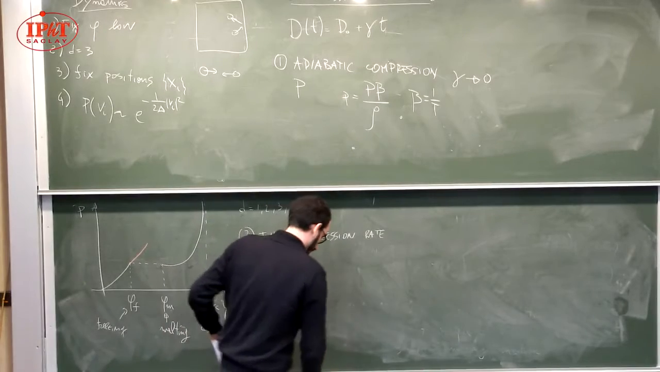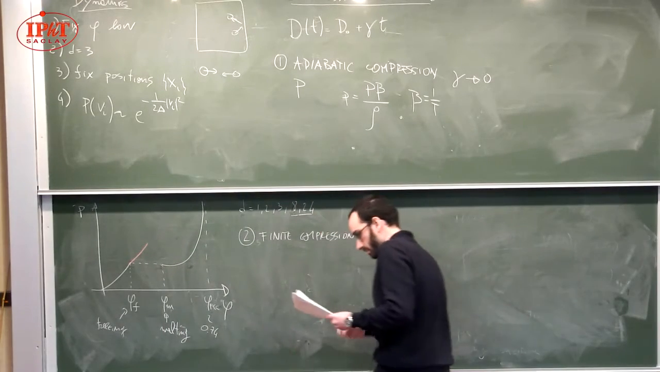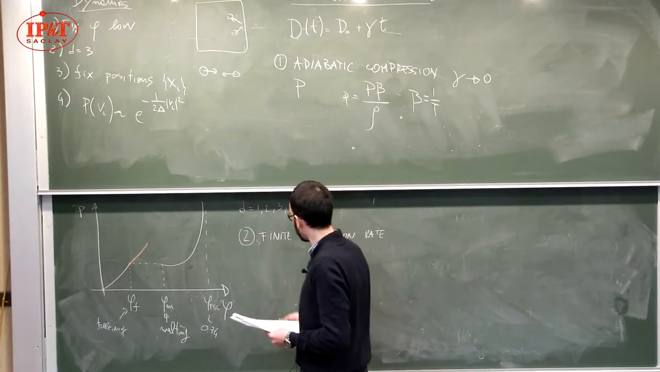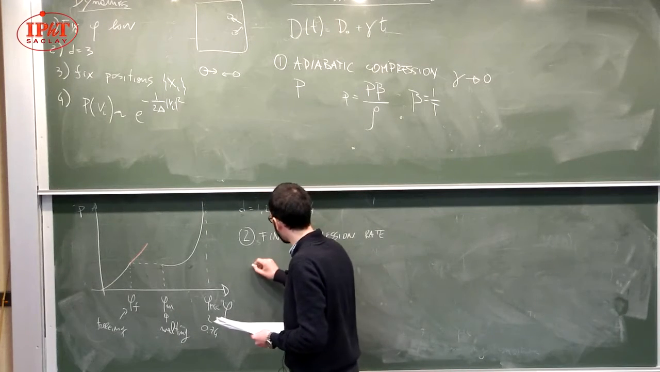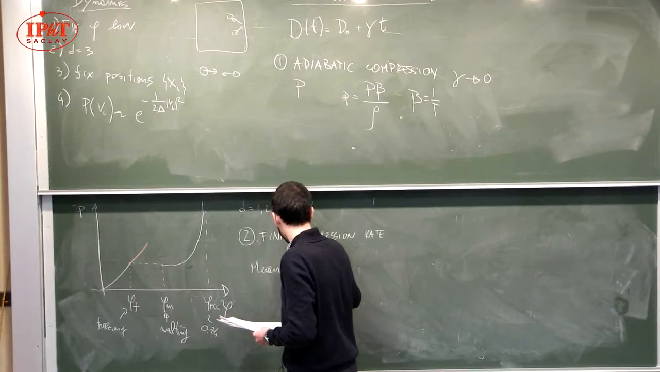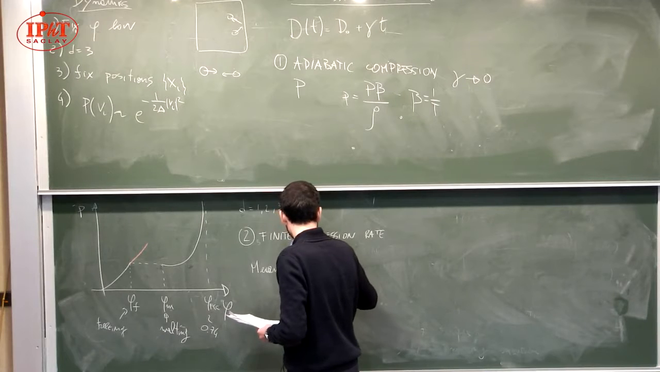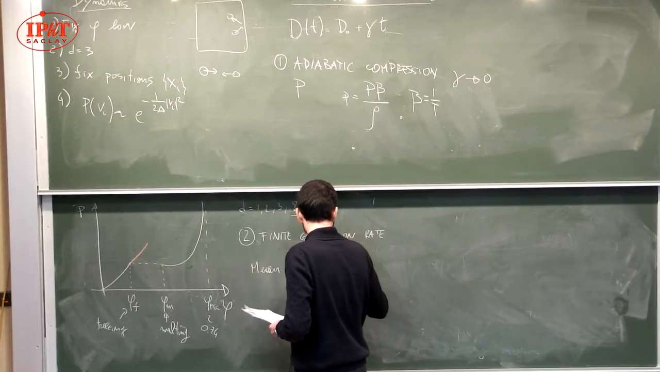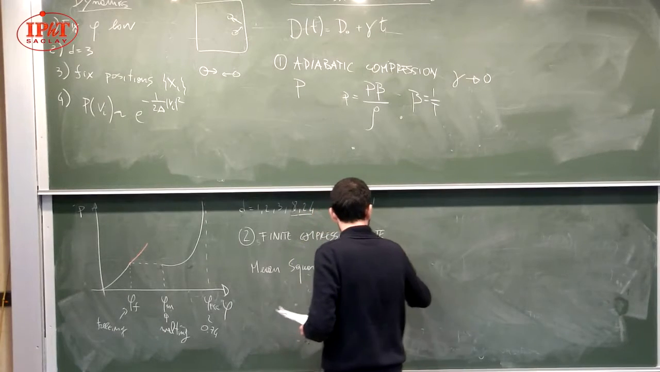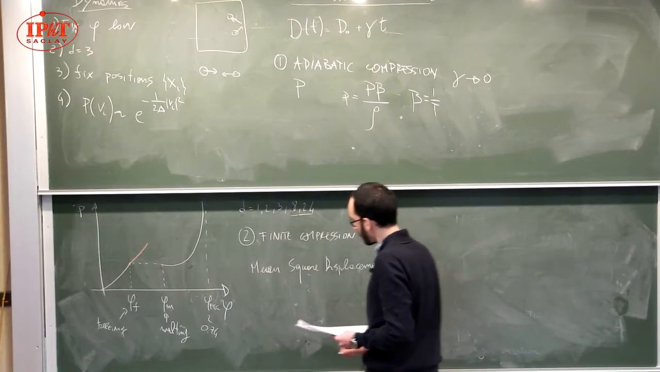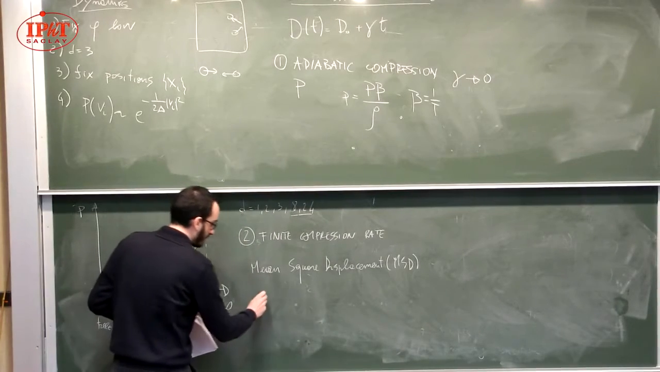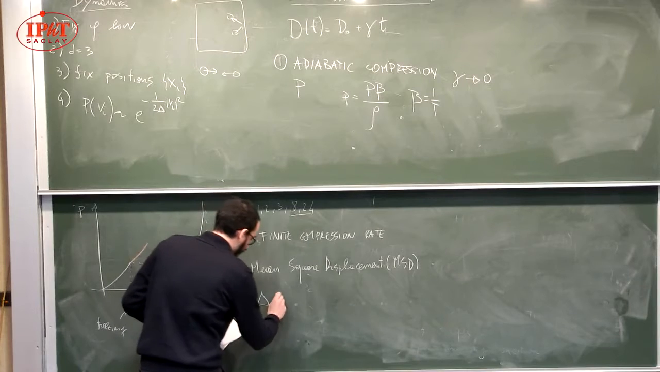So a simple dynamical observable that you can define is the mean-square displacement. So this is defined in terms of the positions of the spheres, and it's defined in this way.